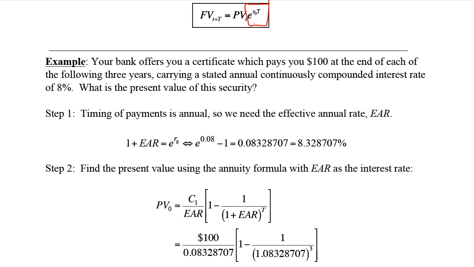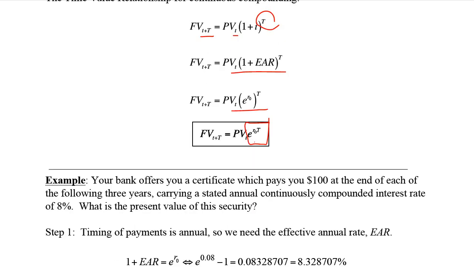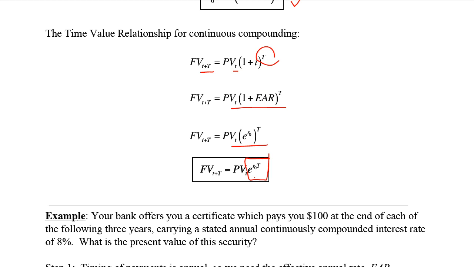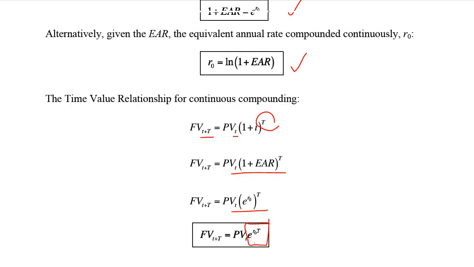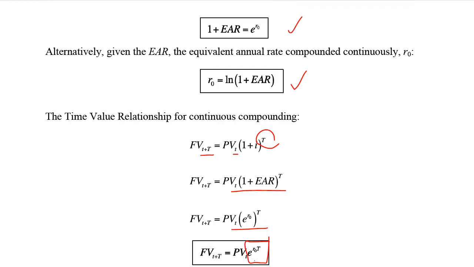Just understanding that 1 plus EAR is equivalent to the exponential function with the continuously compounded rate, by the mathematical rationale of the limit formula.